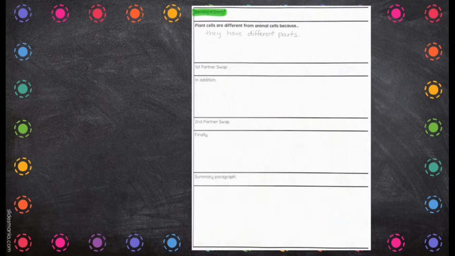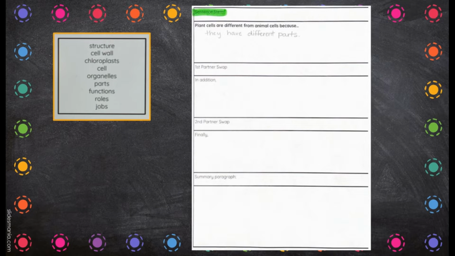The first step to using this strategy is to choose a sentence stem to type in the first section. In this example, you can see that the sentence stem is, "Plant cells are different from animal cells because the..." Students will work individually to complete the sentence. As students work, one way to differentiate for English language learners would be to provide a word bank with keywords for students to reference throughout the activity as they write their responses.